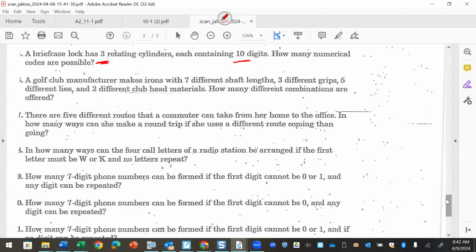Obviously, each one has 10 numbers that could go there. So real quick, counting principle, how many spaces are we filling? 3. And did they say we could repeat numbers or say we couldn't? No, they didn't mention it, so nice and easy. Probably do this in your head. How many possibles are in first place? 10, and then 10 and 10. So what's the answer? How many possible combinations to your lock? 1,000, right?